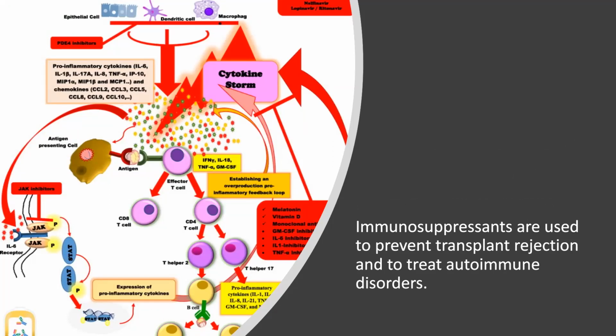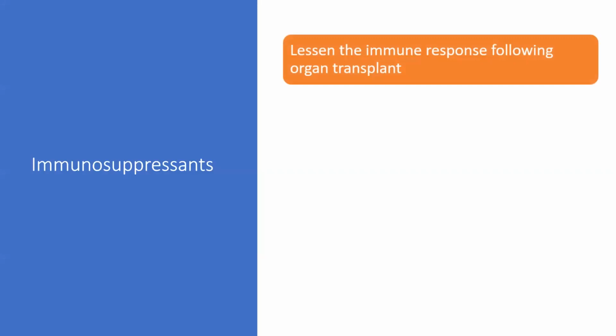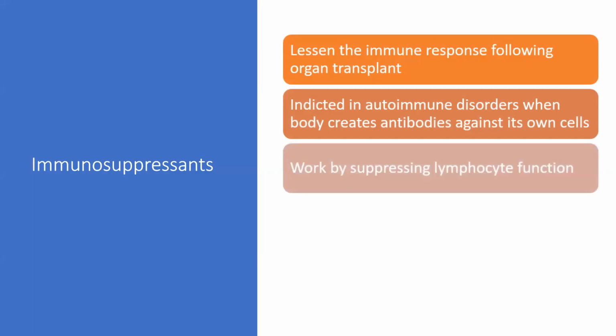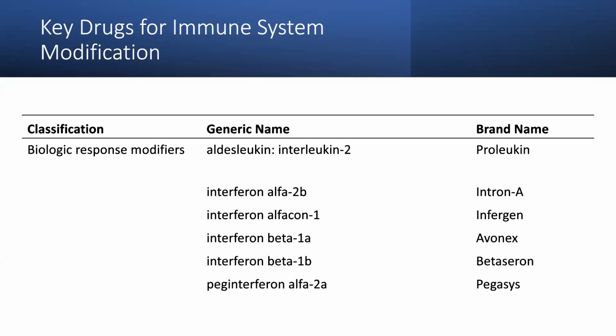They are used to prevent transplant rejection and to treat autoimmune disorders. So the people who get organ transplants have to be on immunosuppressants. These immunosuppressants lessen the immune response following the organ transplant. They are indicated in autoimmune disorders, when the body creates antibodies against its own cells. They work by suppressing lymphocyte function, and most are toxic to the bone marrow. They increase the chance of infection due to decreased immune response. So these are the drugs which are used for immune system modification.